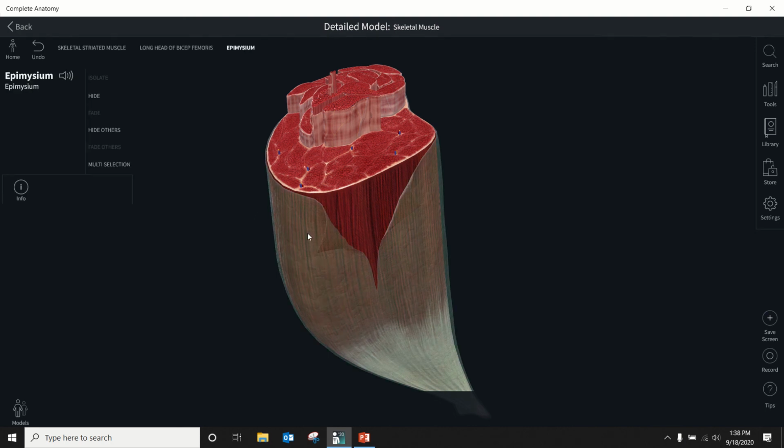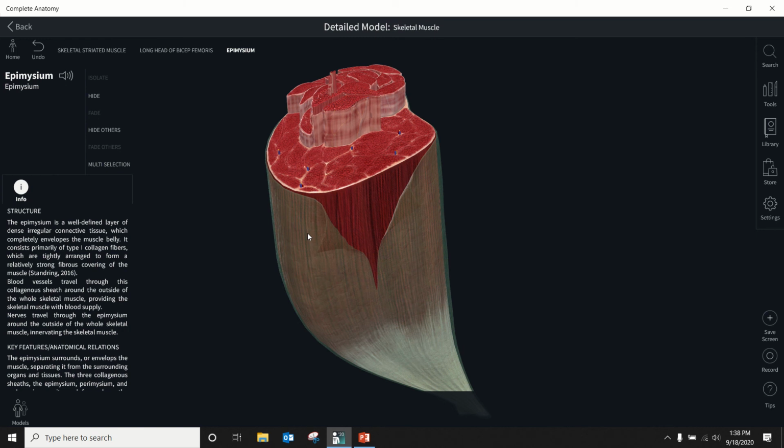And so I'm going to click on it so you can see the spelling. So the epimysium is a layer of connective tissue that wraps around the entire muscle. It is a dense type of connective tissue, and the fibers are irregularly arranged, meaning that you've got some collagen fibers that run this way, some that run the opposite direction, some that run straight up and down, etc. So it's a really dense type of connective tissue.